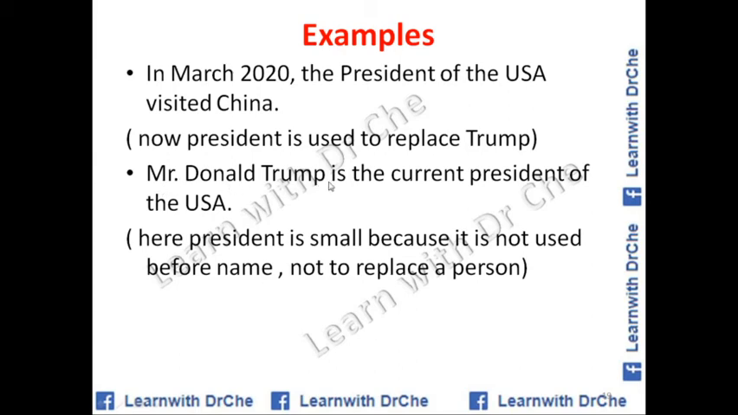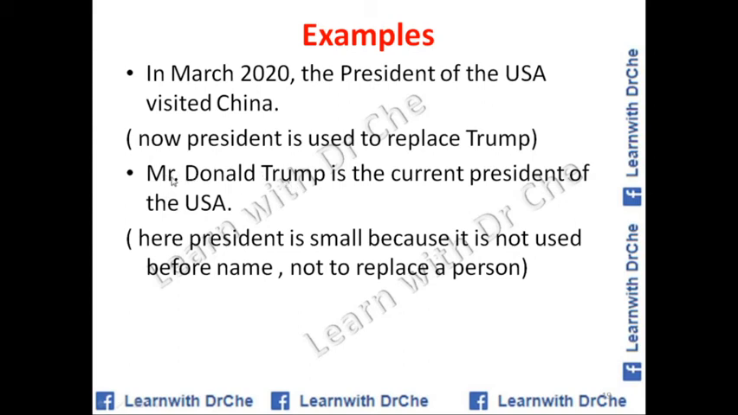Mr. Donald Trump is the current president of the USA. Why here is it not capital? Because here president is small, because it is not used before a name, and it is not used to replace a person. It is not used to replace Donald Trump. Donald Trump is already mentioned in the same sentence. Do you understand? This is not part of his name.